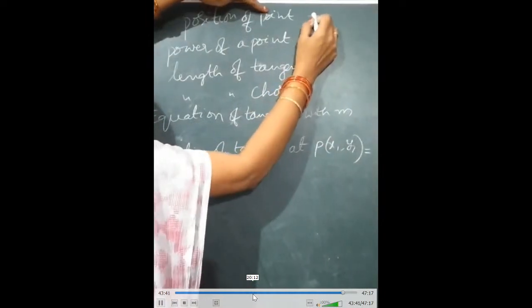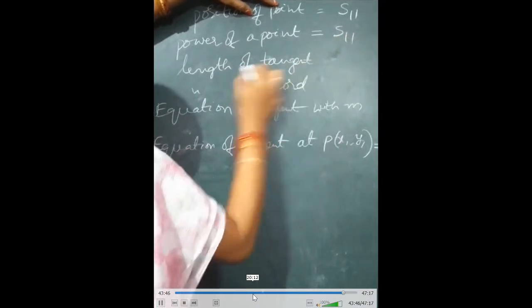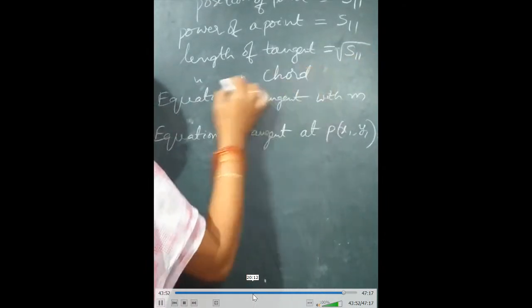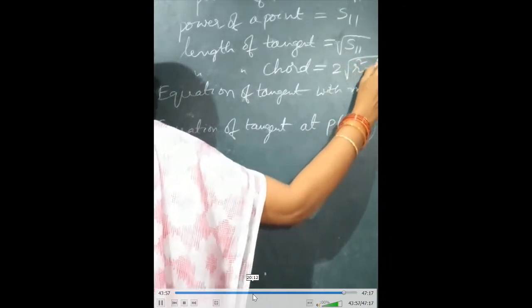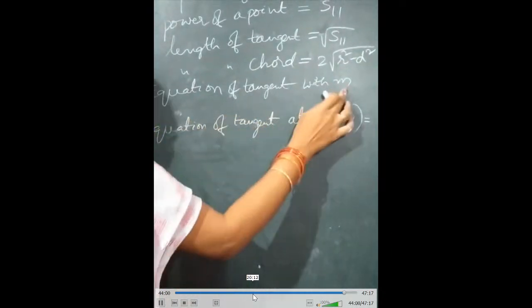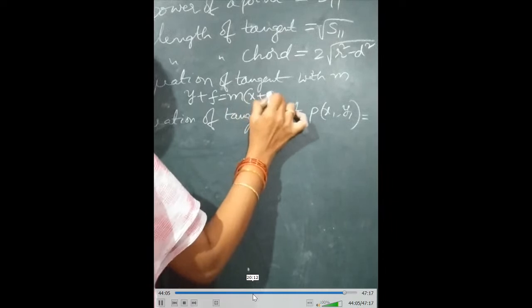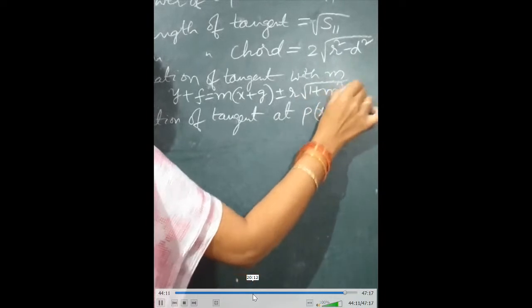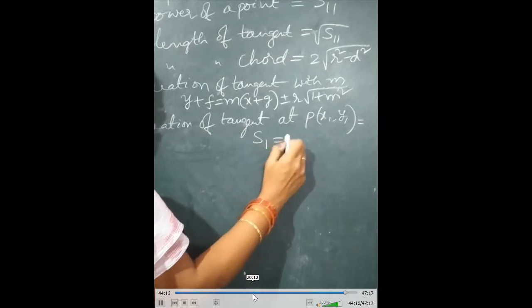So to find out the position of a point, what we have to find out? S11. Power of a point is S11. Length of tangent formula is root S11. Length of the chord is equal to 2 into root over R square minus D square. Equation of tangent with slope form: y plus f is equal to m into x plus g plus or minus r into root over 1 plus m square. Equation of the tangent at a point is S1 equal to 0.